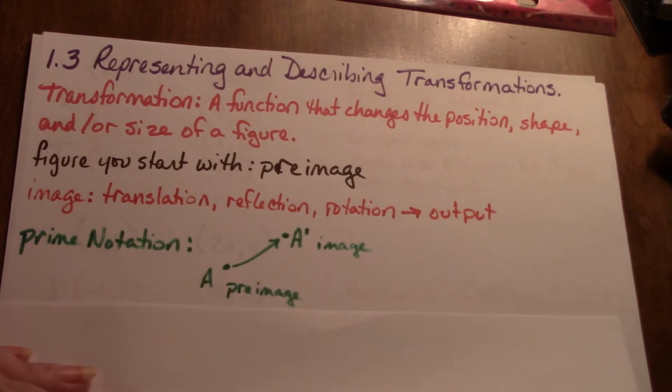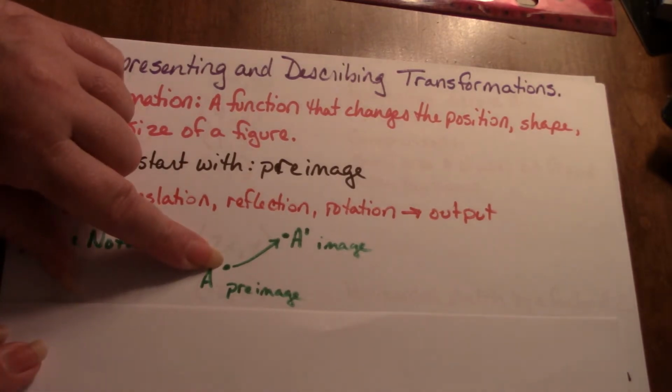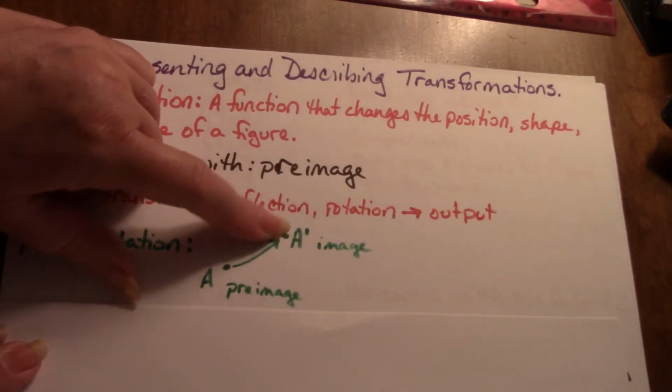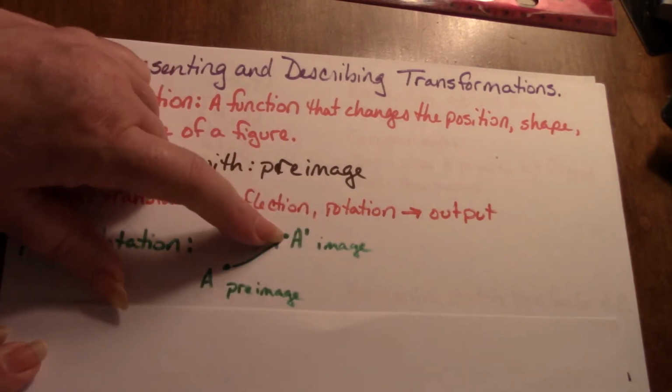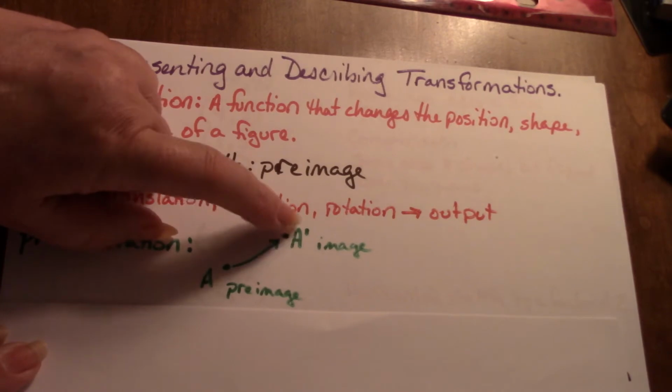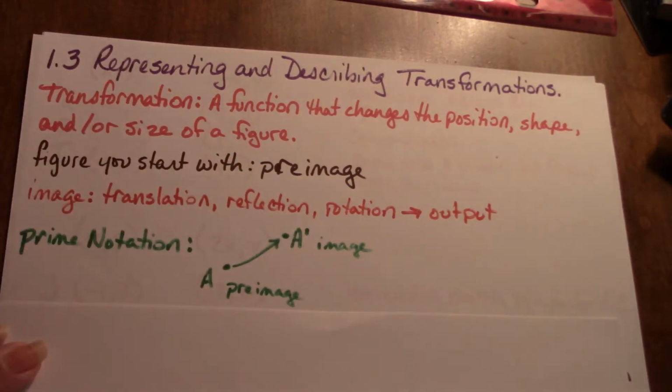And we talk about them using prime notation. So the pre-image might have point A, but when you move it, that becomes A prime. And that's the image, and that's how we read it. This is a little 1 up here. We read it A prime.